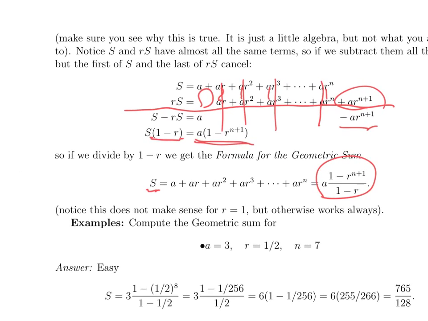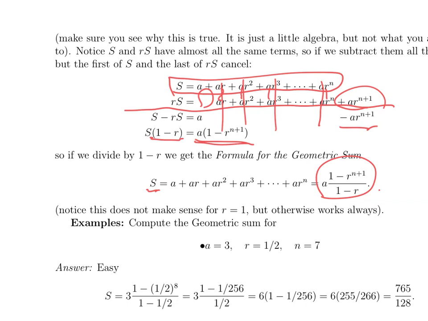I want to caution that that worked perfectly except in the case where R equals 1. When R equals 1, this formula becomes 0 over 0. So this formula doesn't work in that case, but that's okay because there's actually a really easy formula. If you notice when R equals 1, S is really kind of silly. It's just A plus A plus A plus A, n plus 1 times. So then the formula is A times n plus 1. So we'll usually forget to write that special case. You'll have to remember when R is 1 not to use this formula.